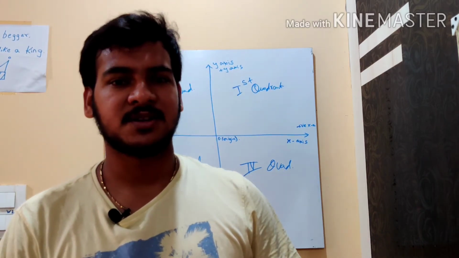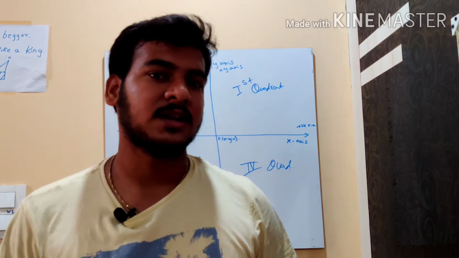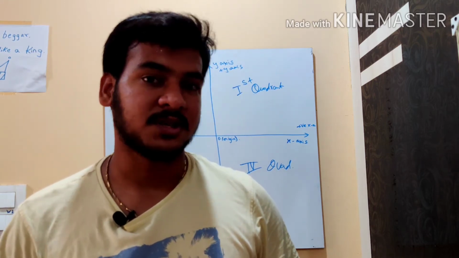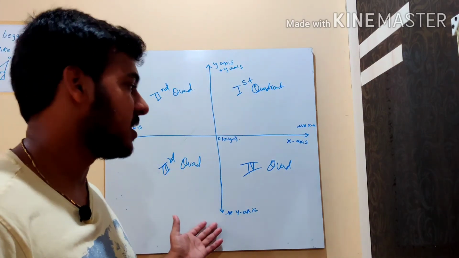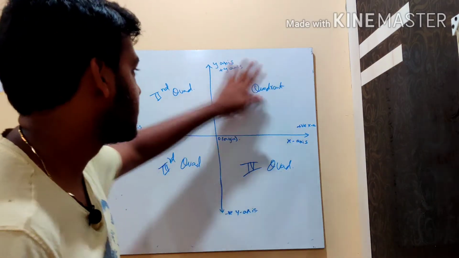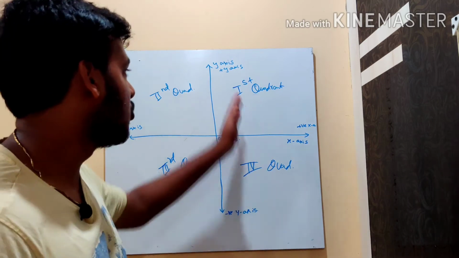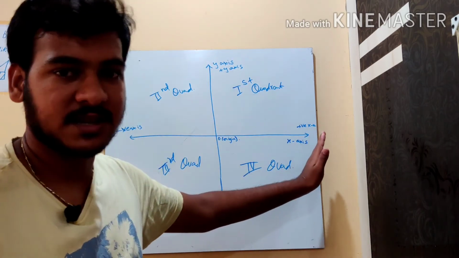Today we'll be discussing coordinate geometry. Coming to the basics of coordinate geometry, using coordinate geometry we can specify the position of an object or a point. As you can see over here, this is a plane and two perpendicular lines are intersecting each other.